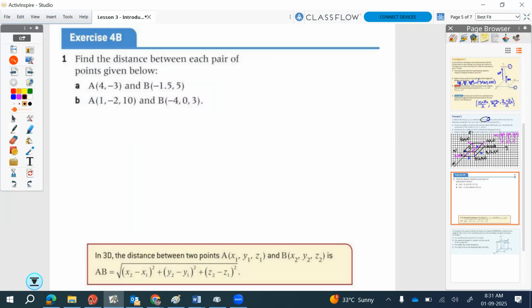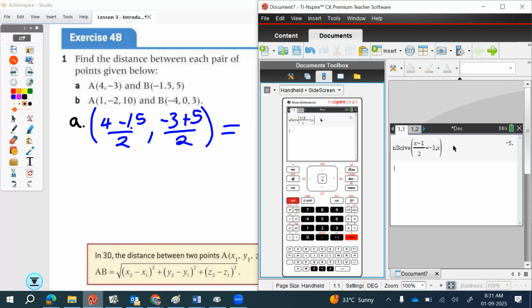Okay, so for A, we're just putting it into the midpoint formula. We've got 4 minus 1.5 over 2, and negative 3 plus 5 over 2. This is going to give us, let me take the calculator for this one. So you can always use the calculator here. It becomes a little bit tricky, so I put my quotient symbol.